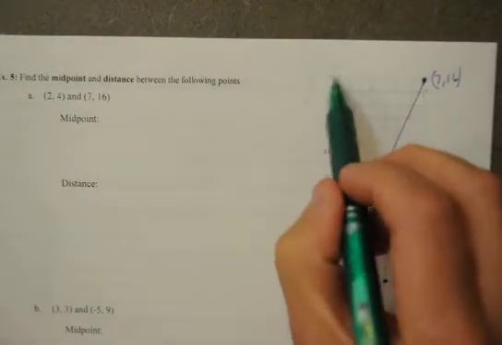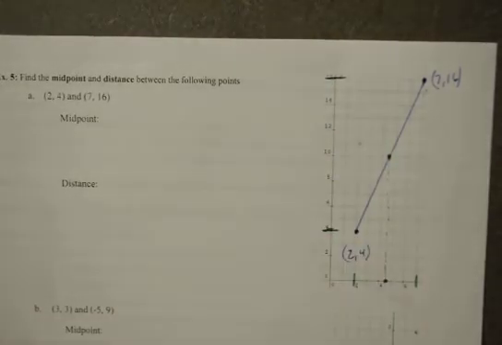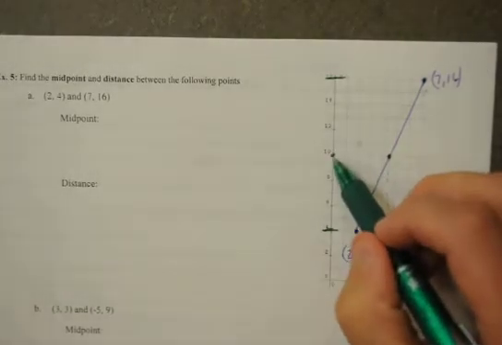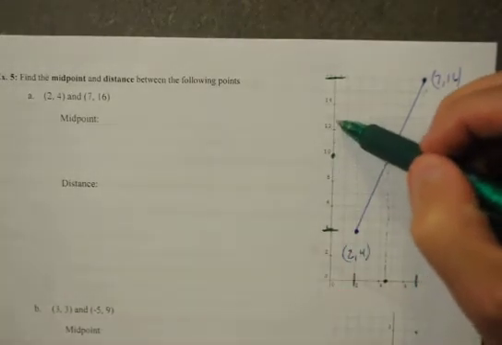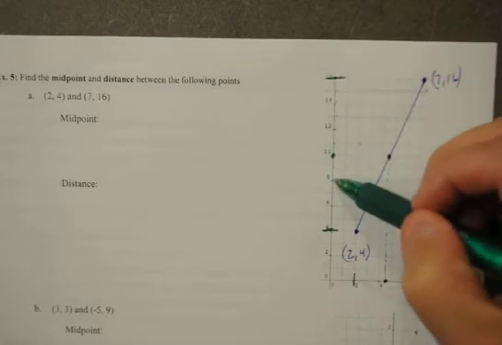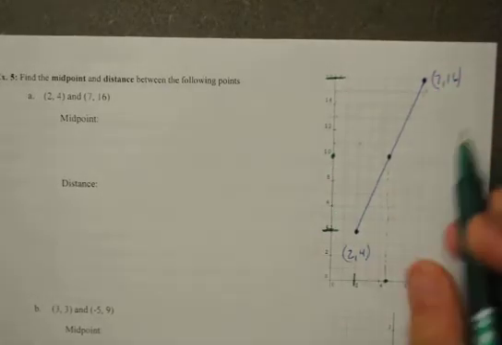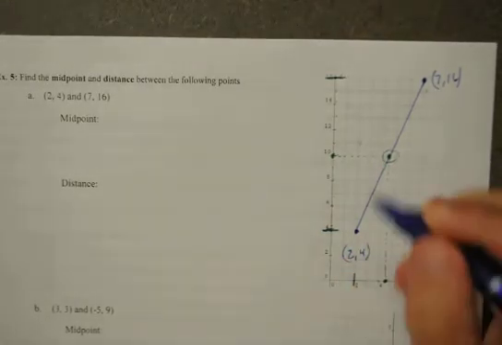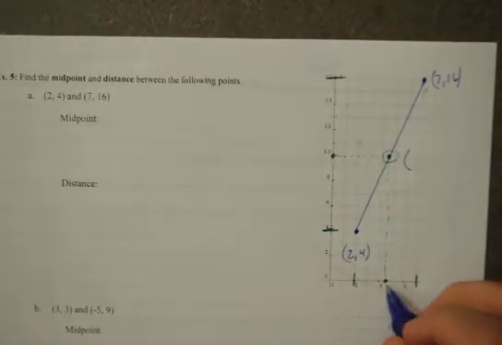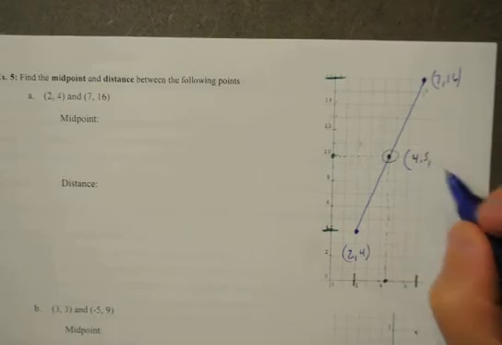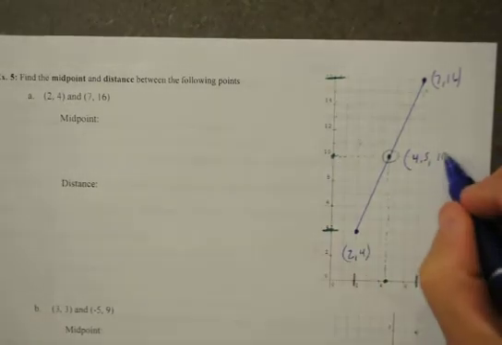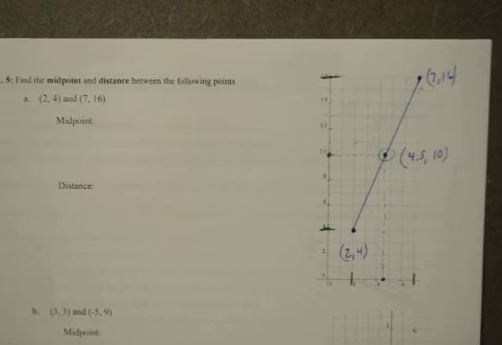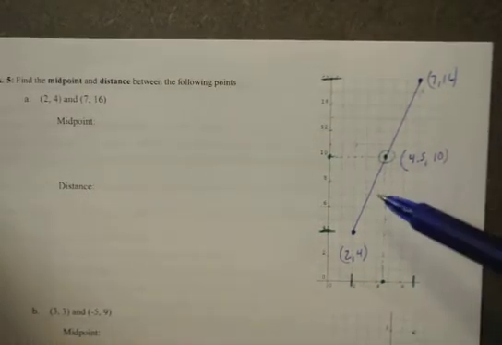And then look here. Look at 4 and 16. What's in the middle of 4 and 16? 10. 1, 2, 3, 4, 5, 6. 1, 2, 3, 4, 5, 6. There it is. It's right in the middle. It's the point 4.5 and 10. That's the midpoint.